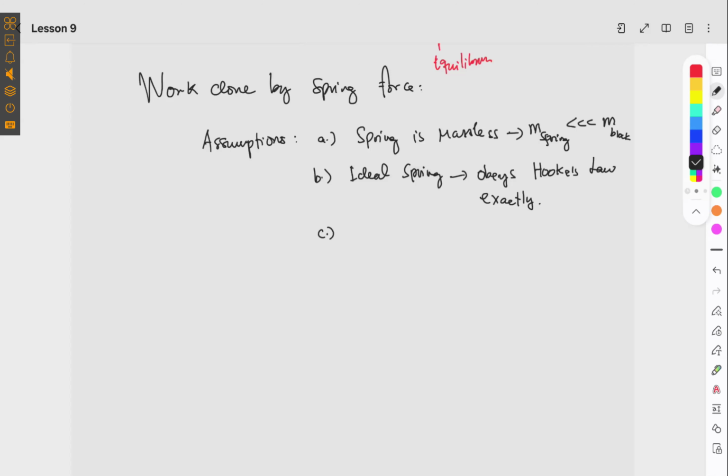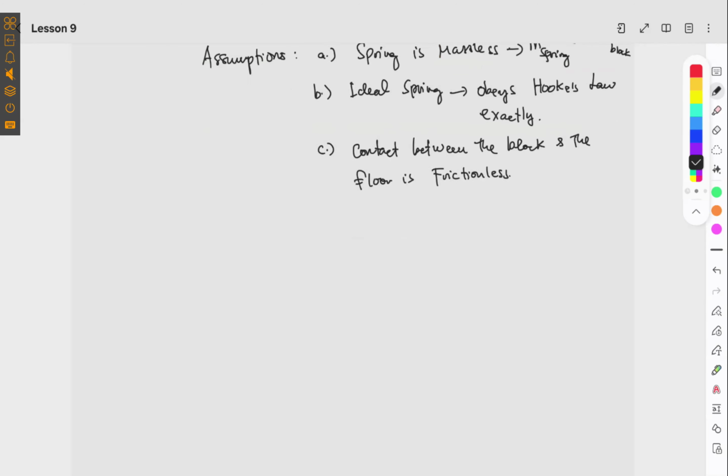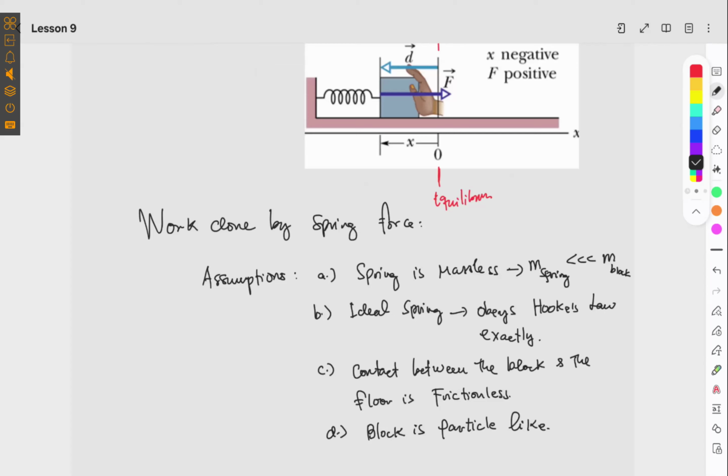The contact between the block and the floor is frictionless. This is what we are assuming. The block is particle-like. Okay?